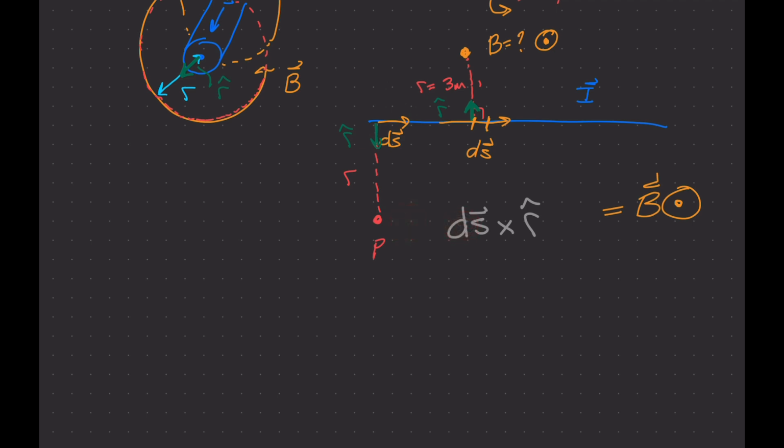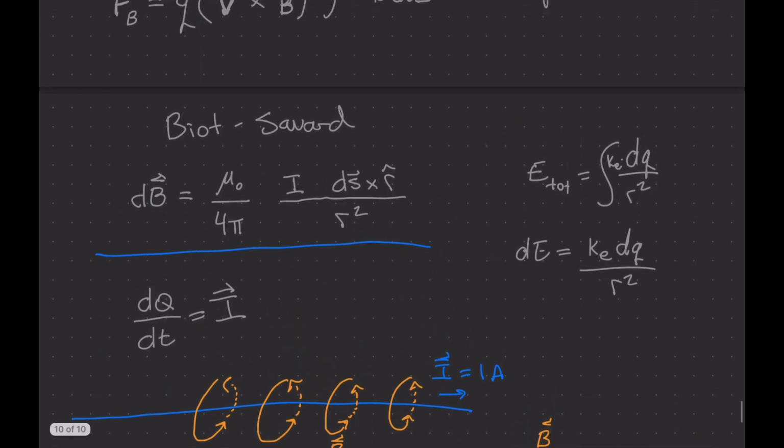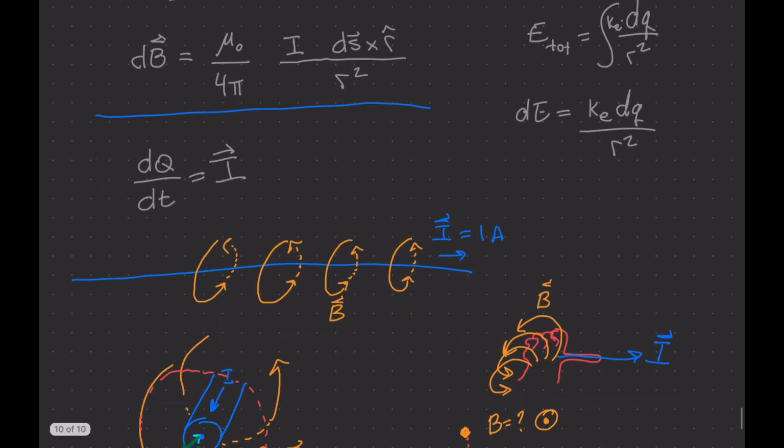So this is what the Biot-Savart Law does. This ds cross r tells you the direction of the magnetic field. The magnetic field depends on the current. So if the current is much greater, this number is very big, and it makes this number very big. This r squared is on the bottom, so the further you get from the wire or the source of the magnetic field, the weaker this thing becomes, right?